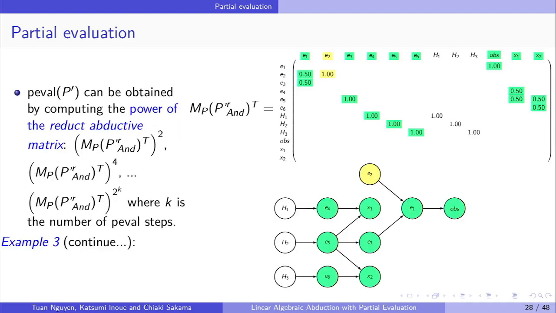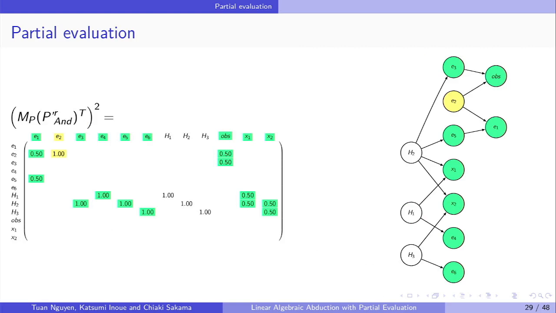And actually, we can do it in a linear algebraic way by computing the power of the reductive abductive matrix. We simply take the reductive abductive matrix I defined before, and we compute the power of it, and so on for k steps. For example, we power it for k power 2 for k times, and this is a graph representing this matrix. It's actually the original graph, but we just remove the edges from this rule from E1 to X1 and X2.